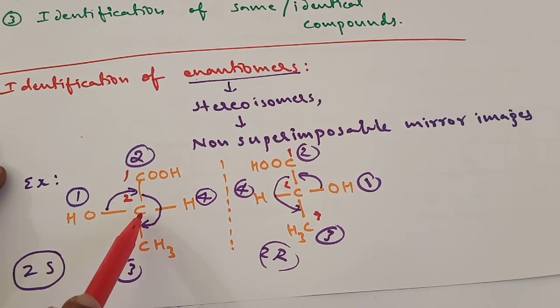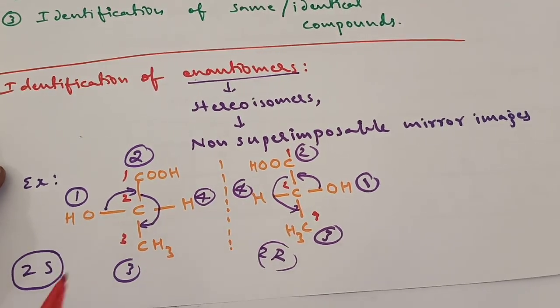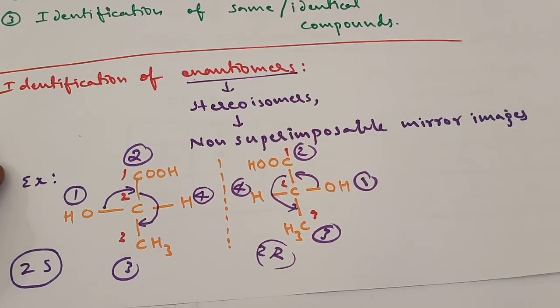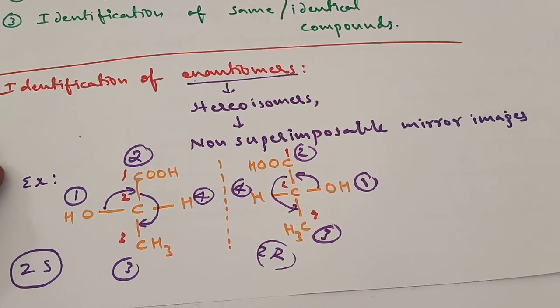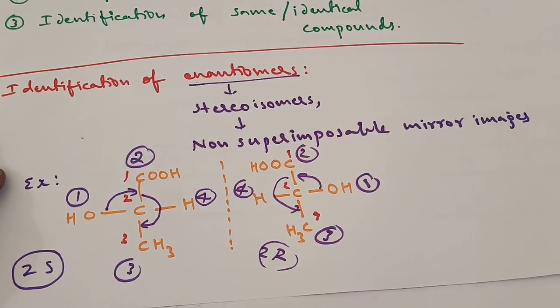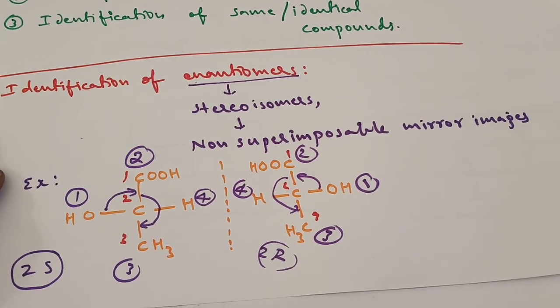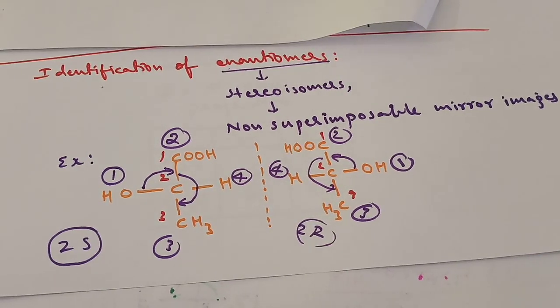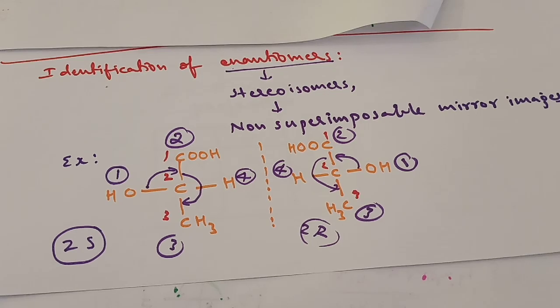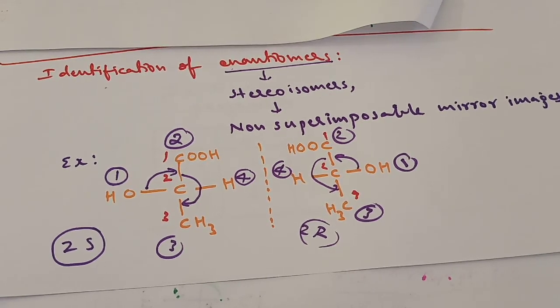So at the same chiral centers, the absolute configuration will be reversed. Such kind of isomers are called enantiomers. Like this, we have to identify that. So from all this discussion, what we observed is that in the case of enantiomers, at a given chiral center, the absolute configuration will be reversed. Yes, guys, this is our observation.